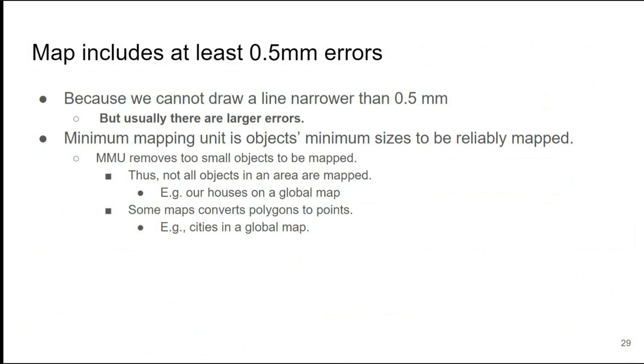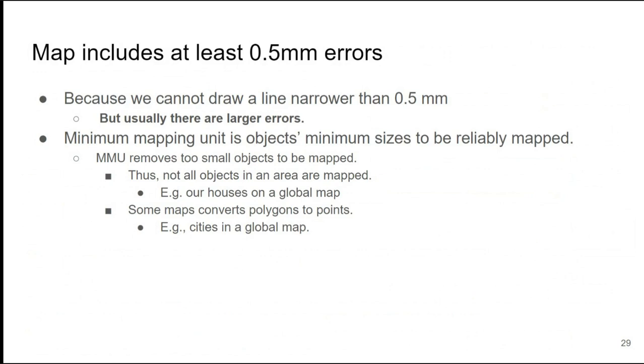Minimum mapping unit, or MMU, is a threshold of object size at which we can reliably map objects. If an object size is smaller than MMU, then it would not be mapped, to remove errors and noise. For example, if we see a global map, our houses are not on a global map.